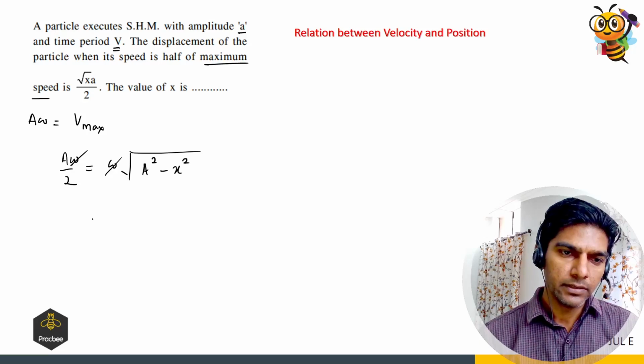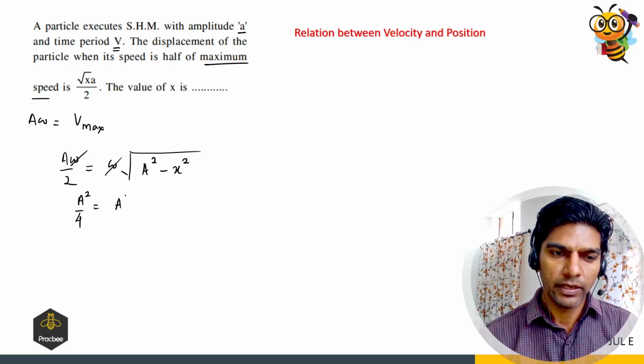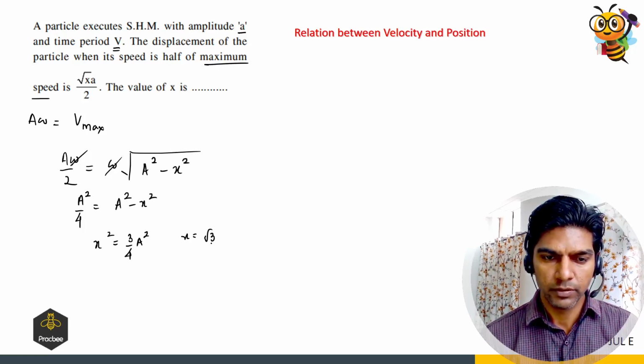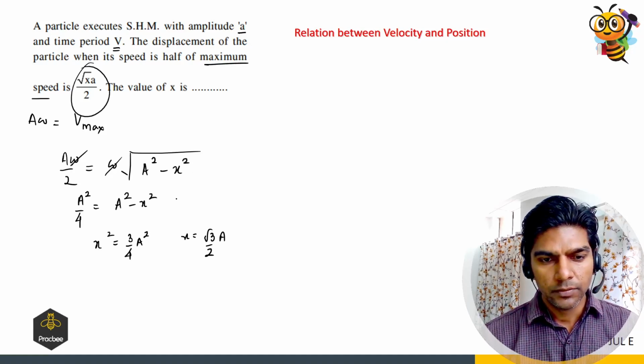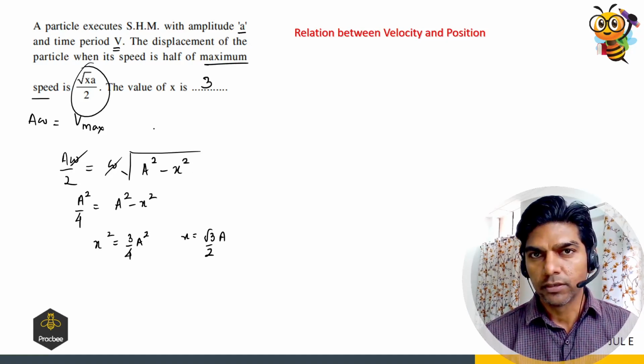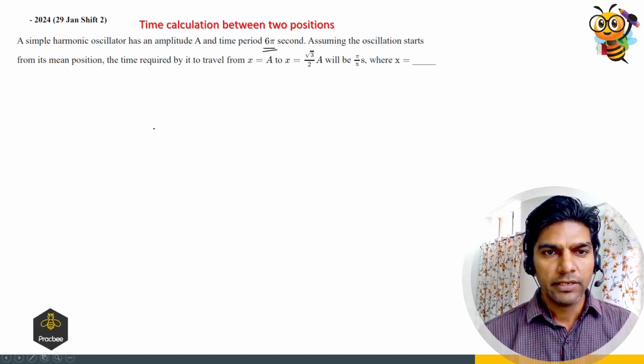So omega will get cancelled out. Let us square on both sides. So that will be a^2/4 = a^2 - x^2. So x^2 comes out to be 3/4 a^2. So x will be root 3 by 2 a. So if we compare this, the answer comes out to be 3.